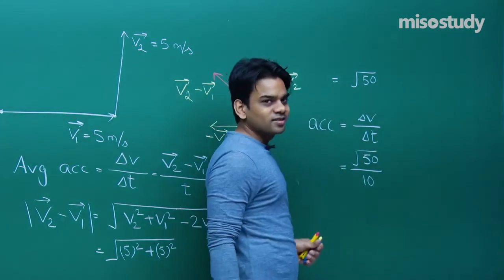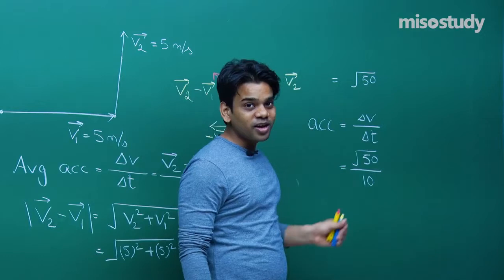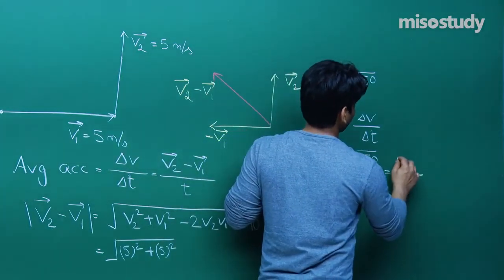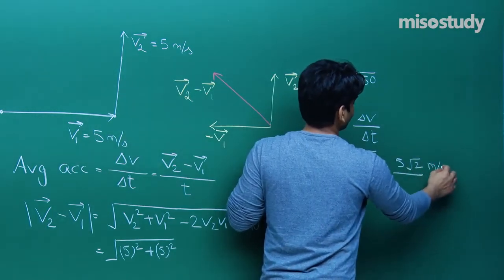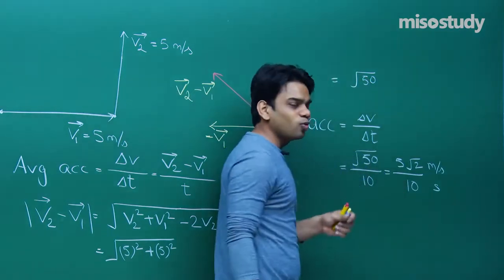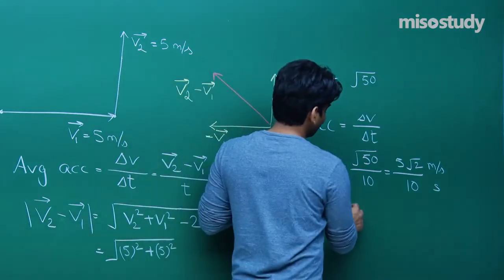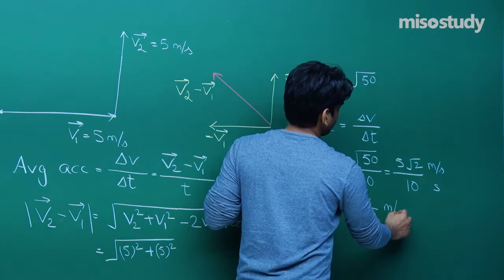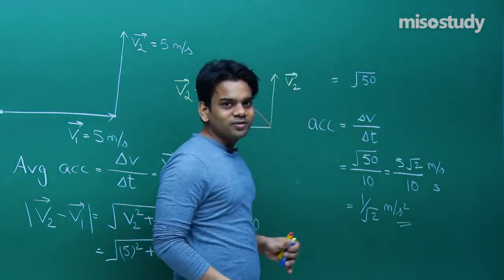Now if we solve this, see what we are going to get. This is 25 into 2. This can be written as 5 root 2. The same can be written as 5 root 2 meter per second divided by 10 second. 5 by 10, that will be 1 by 2. Root 2 by 2, that will come out to be 1 by root 2. So average acceleration comes out to be 1 by root 2 meter per square second. This is the magnitude. So we are done with the magnitude.